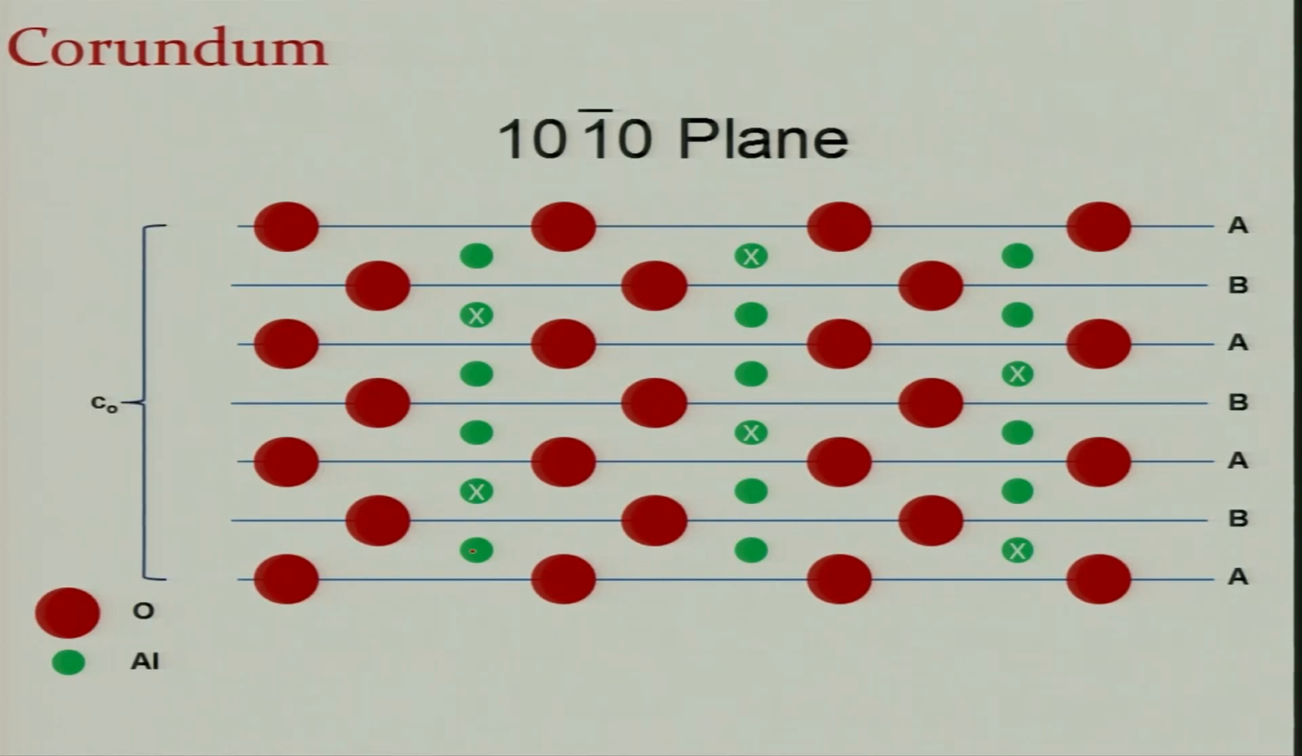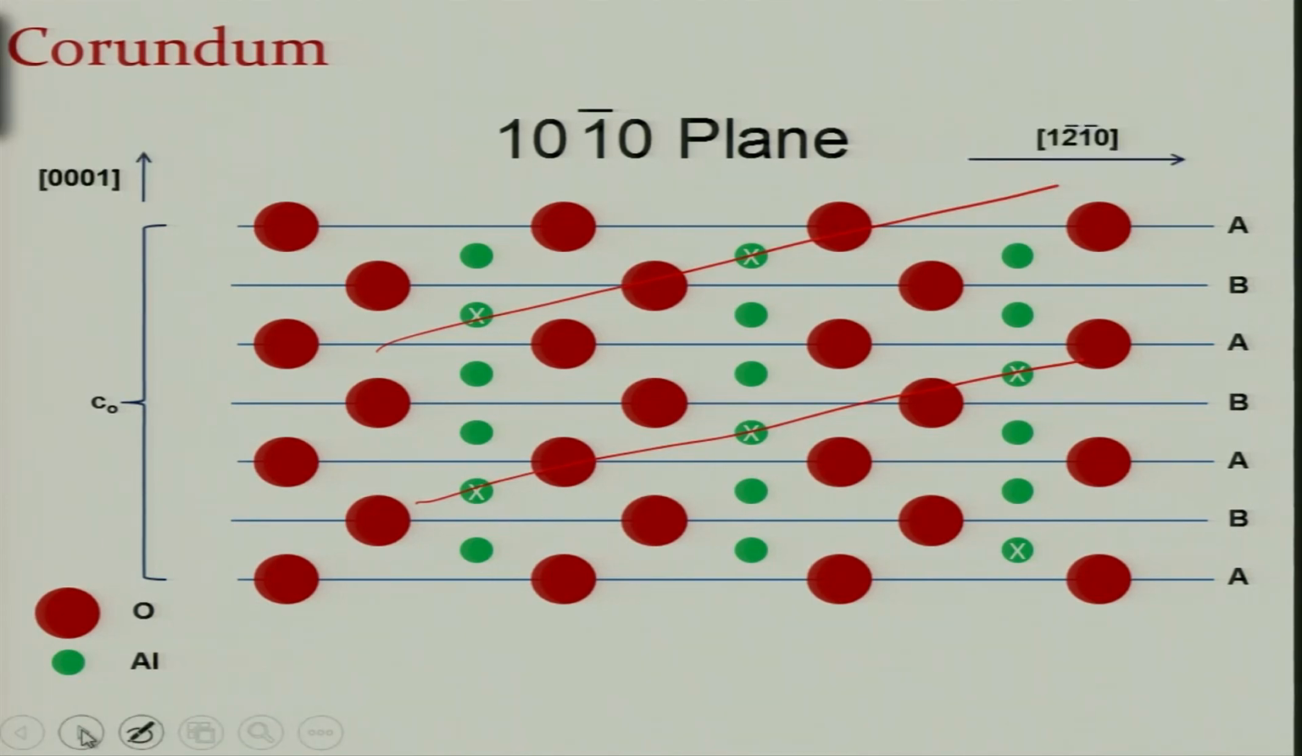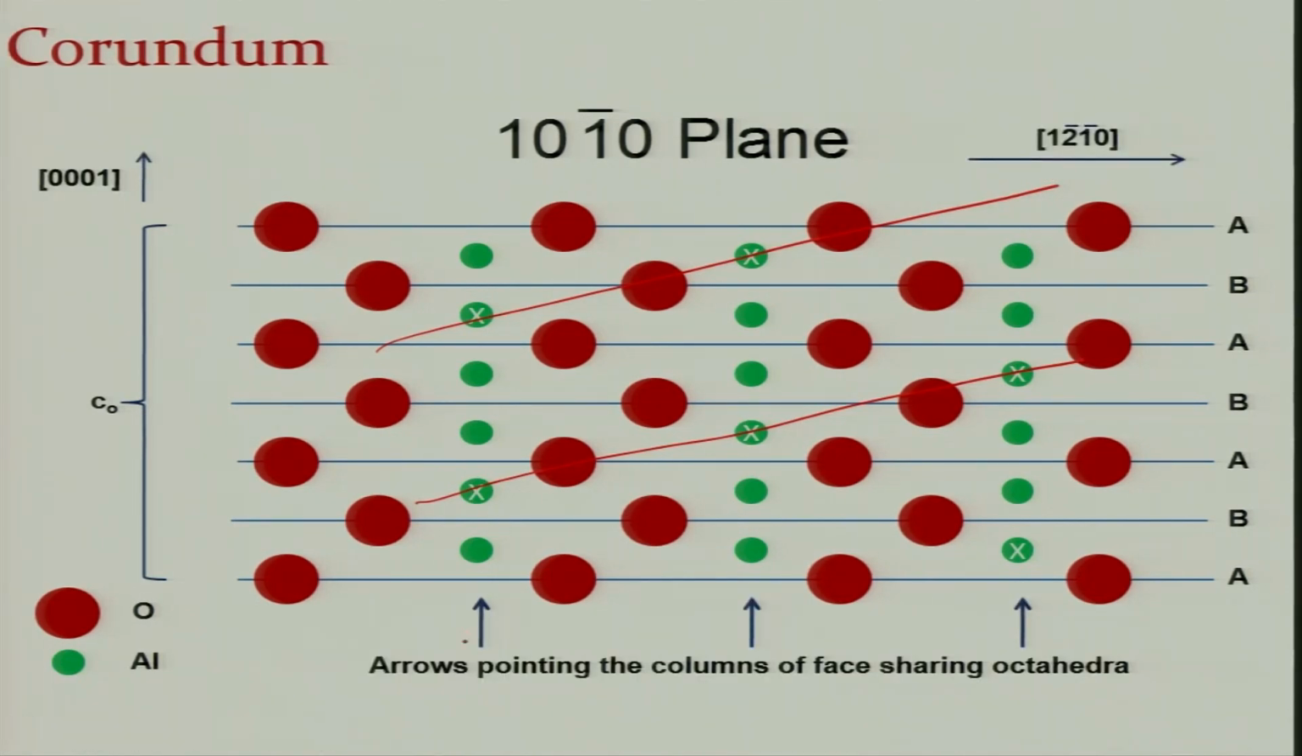You can see that for every 3 atoms, the third site is empty, and it has to go in such a fashion that it follows a pattern like this. These arrows are pointing to columns of face-sharing octahedra. Basically these are the octahedral positions.